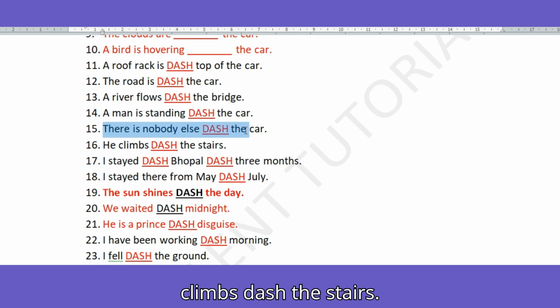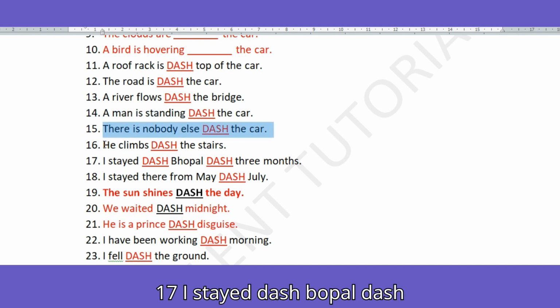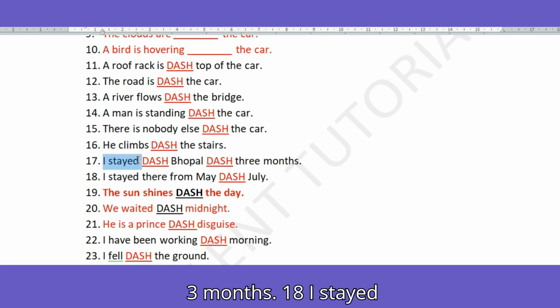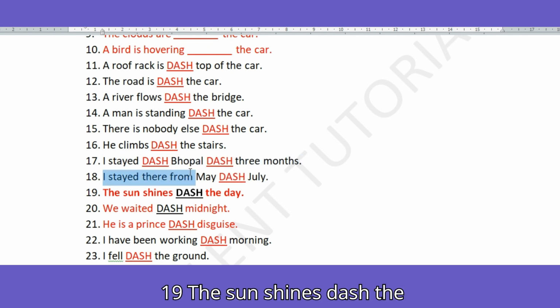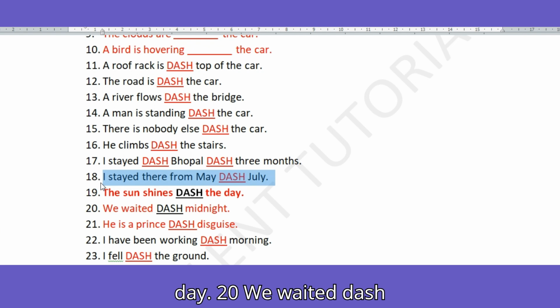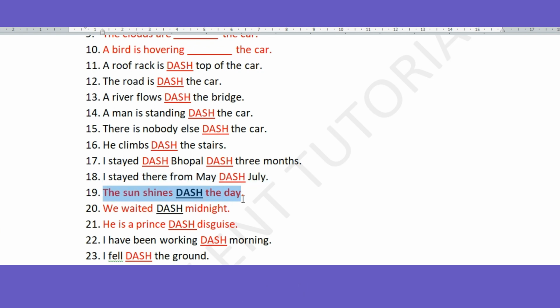16. He climbs dash the stairs. 17. I stayed dash Bhopal dash 3 months. 18. I stayed there from May dash July. 19. The sun shines dash the day. 20. We waited dash midnight.